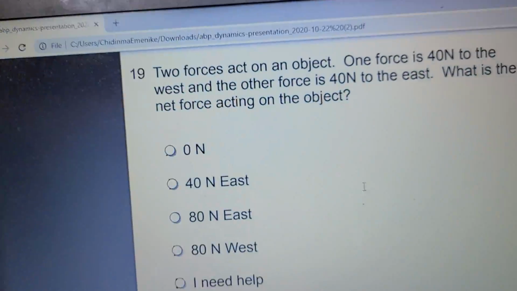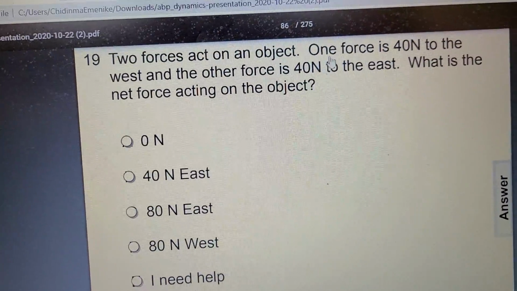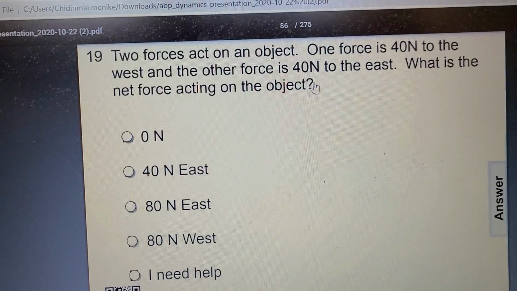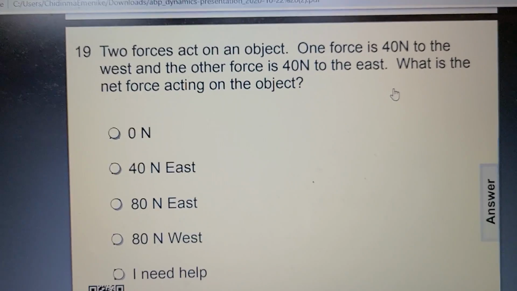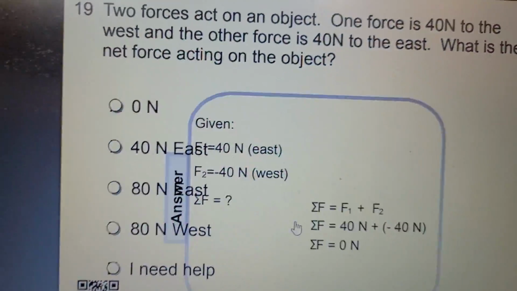Okay? So let me read that again. Two forces act on an object. One force is 40 newtons to the west. The other force is 40 newtons to the east. What is the net force? What's the total force being acted? It's going to be 0.